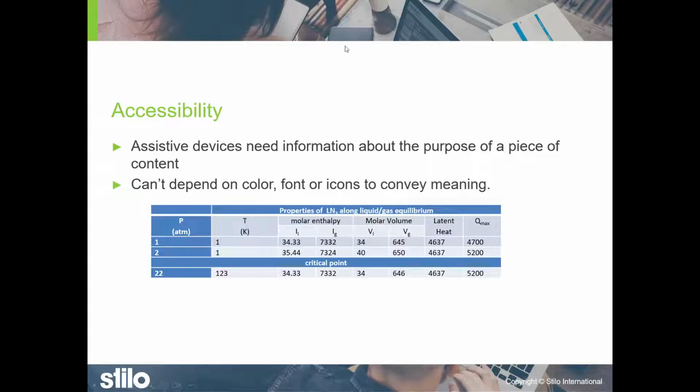So accessibility. Essentially, for people who require assistive devices, those devices need to know about the purpose of a piece of content. Often when we think about accessibility, our mind turns to alt text for an image. And yes, that's important.